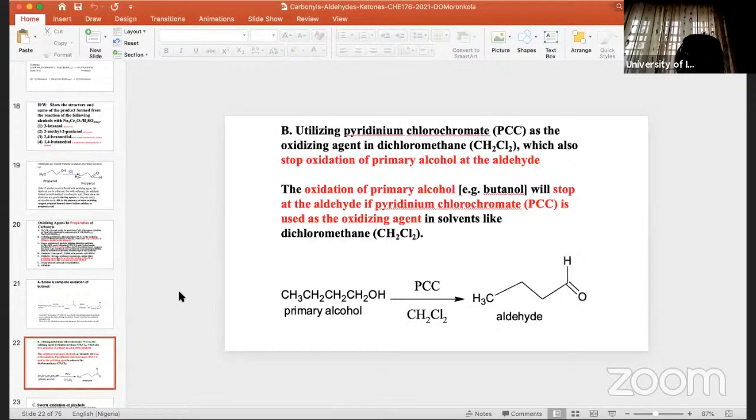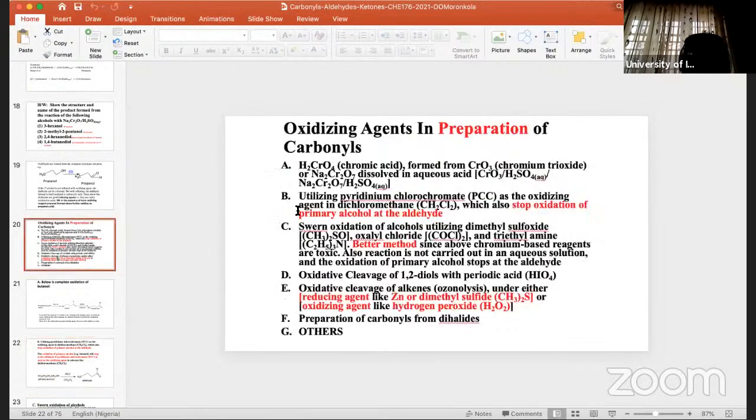And the second part is utilizing, like I said, pyridinium chlorochromate. We normally shorten it as PCC, pyridinium chlorochromate, as our oxidizing agent in the presence of dichloromethane. This has a special advantage in that you can stop the oxidation at the aldehyde. You can see it's not an aqueous system that we're using.